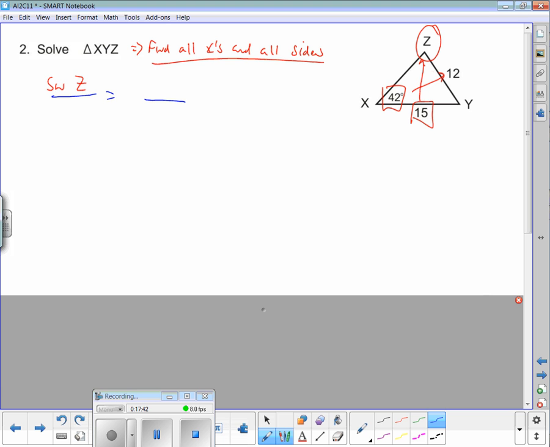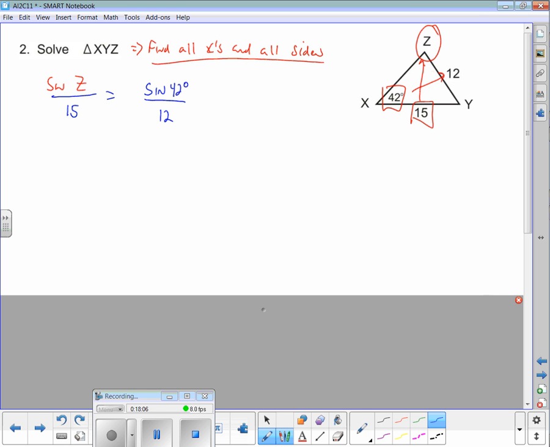Below it will go the value of side Z, which is 15. Up above now is going to be the angle I know with the side that I know, so therefore it's going to be the sine of angle X, and it's 42 degrees, so I'm going to put that in there, over side X, and that is 12, and there's your proportion.